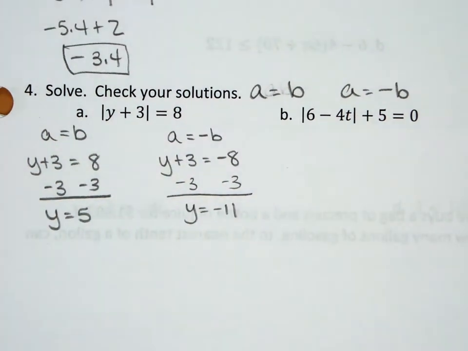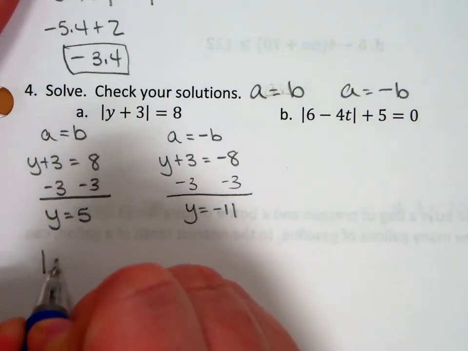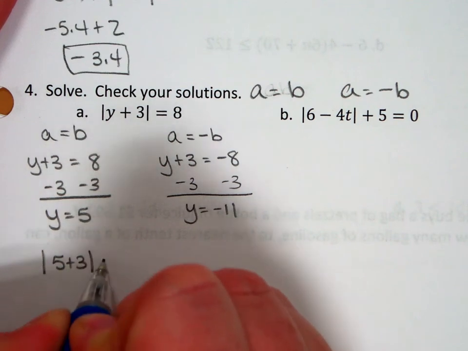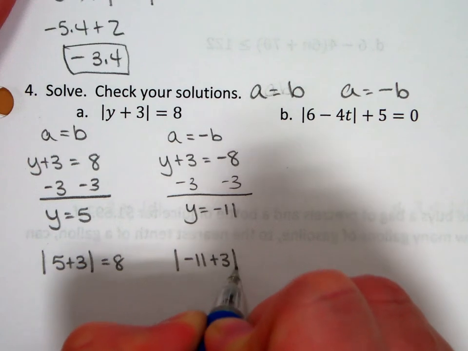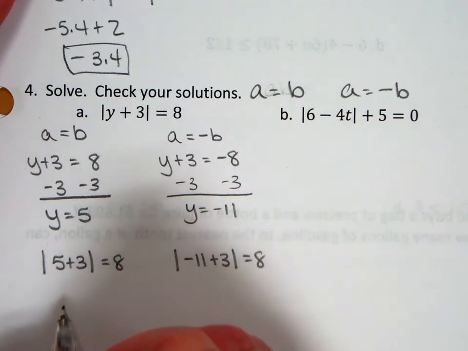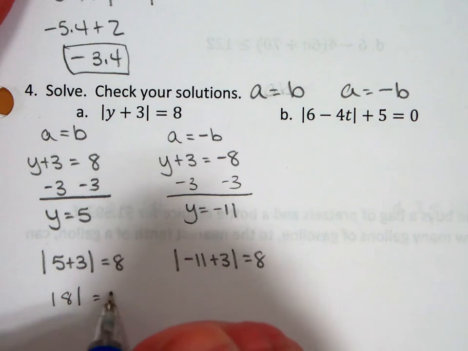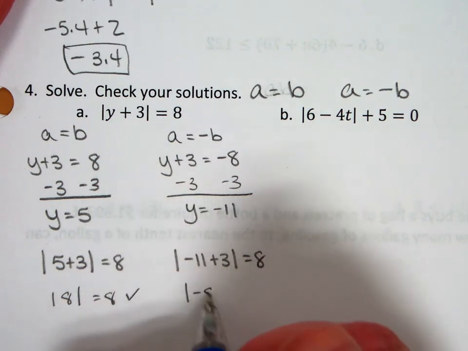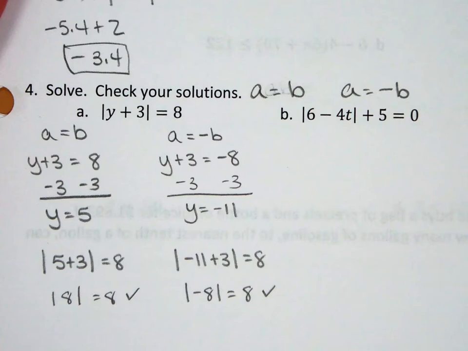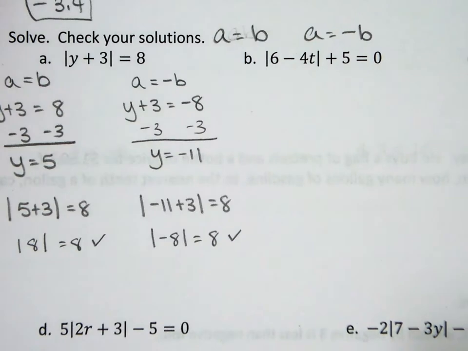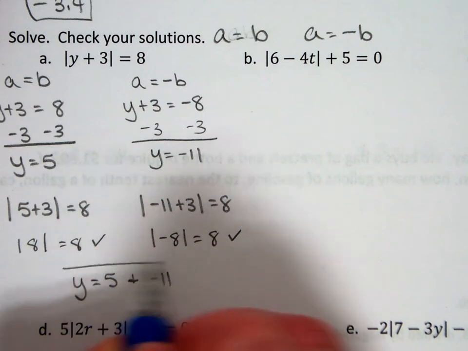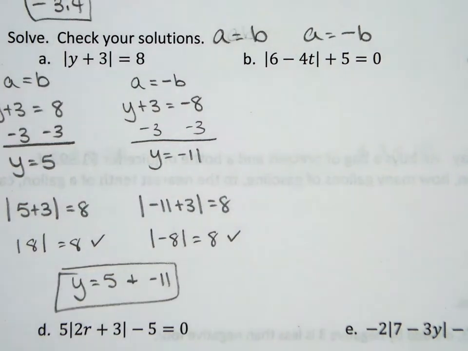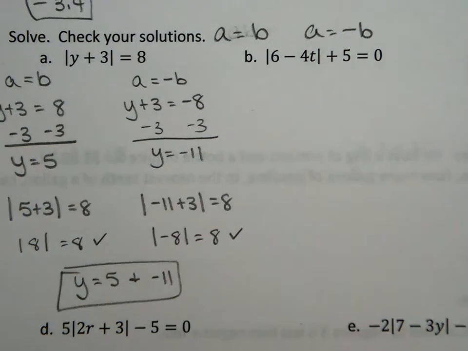I have 5 and -11, so I'm going to check them. The absolute value of 5 plus 3 must equal 8, and the absolute value of -11 plus 3 must equal 8. The absolute value of 8 equals 8, which is true. The absolute value of negative 8 equals 8 is true. So both of my solutions work. My answer is y equals 5 and negative 11. That's the first one.